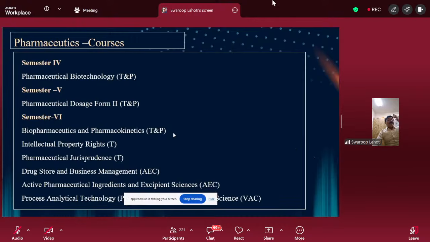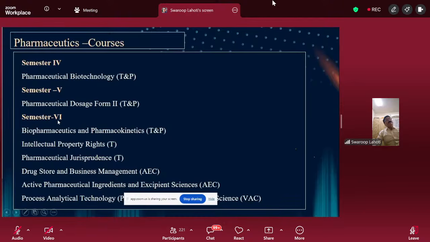Then pharmaceutical dosage form 2, theory and practical, is included. Pharmaceutical dosage form 2 includes monophasic liquid dosage forms, biphasic liquid dosage forms like emulsions and suspensions, along with aerosols, multi-dose inhalers, and semi-solids. That is covered in this pharmaceutical dosage form 2, theory and practicals. Theory and practical are complementary with each other, already covered in our previous syllabus also.